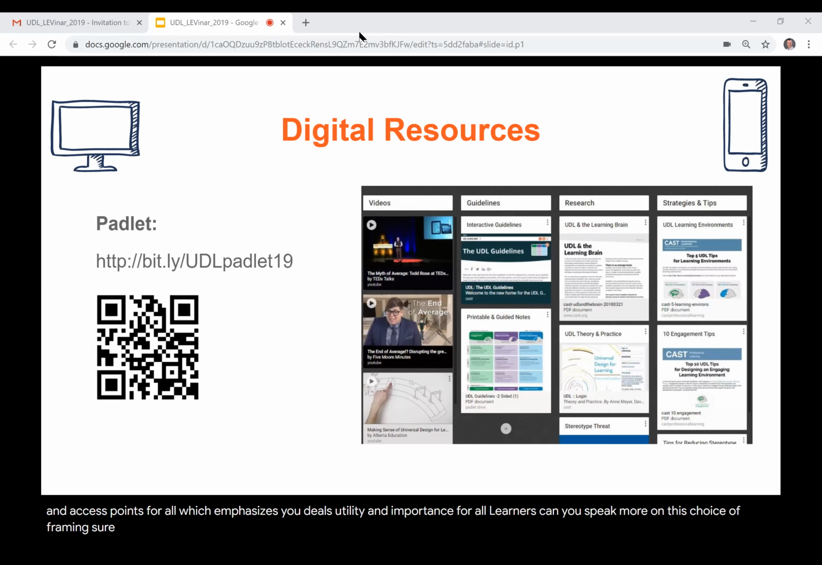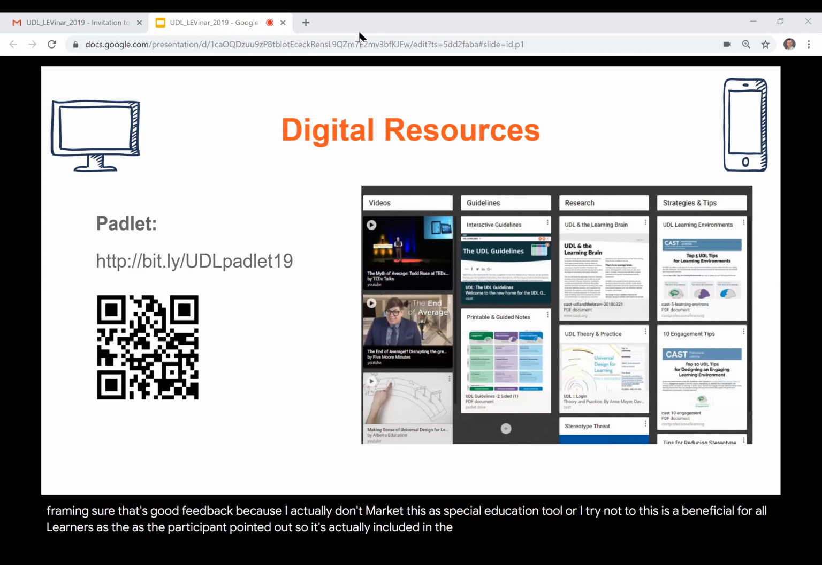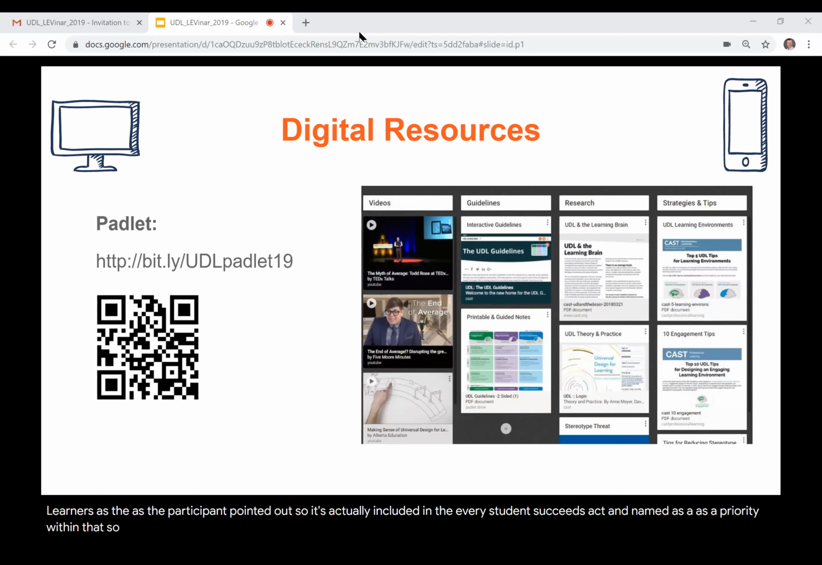Sure, that's good feedback because I actually don't market this as a special education tool, or I try not to. This is beneficial for all learners, as the participant pointed out. So it's actually included in the Every Student Succeeds Act, and named as a priority within that. So it's a tool for general education.